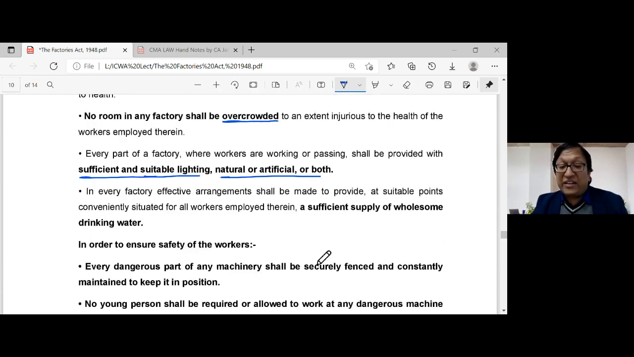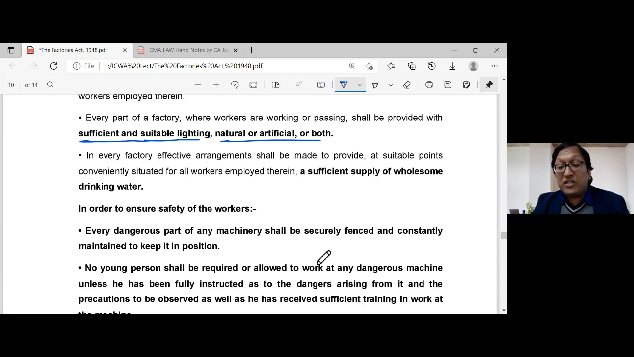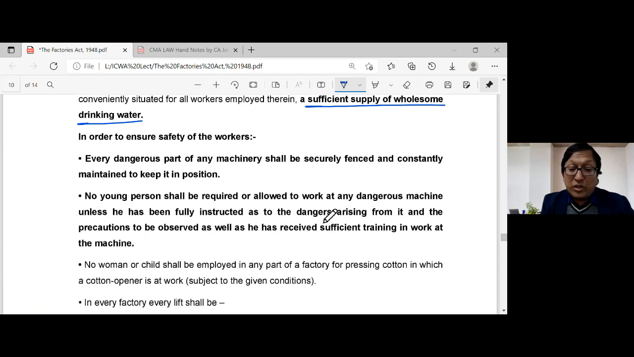In every factory, effective arrangement shall be made to provide, at suitable points conveniently situated for all workers employed therein, a sufficient supply of wholesome drinking water. Definitely, where workers are working, they must get potable drinking water. It is the duty of the occupier to make water available to everyone. In order to ensure the safety of the workers, every dangerous part of the machinery should be securely fenced and constantly maintained to keep it in position.